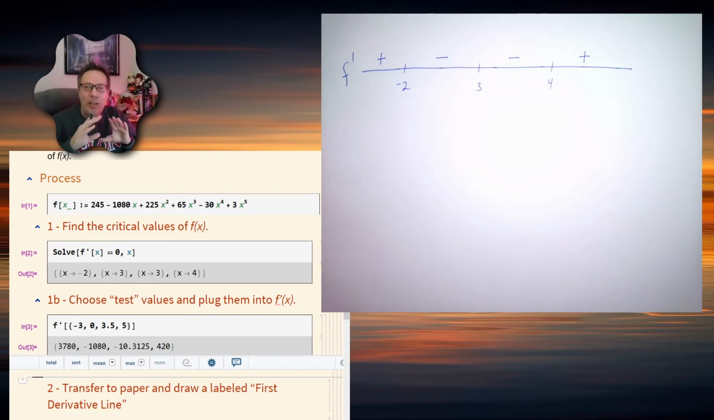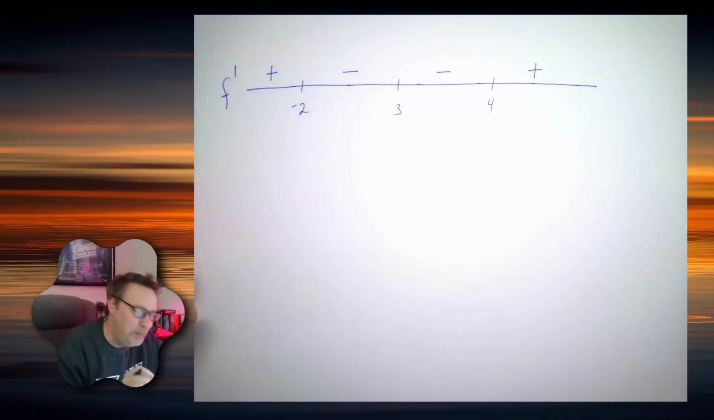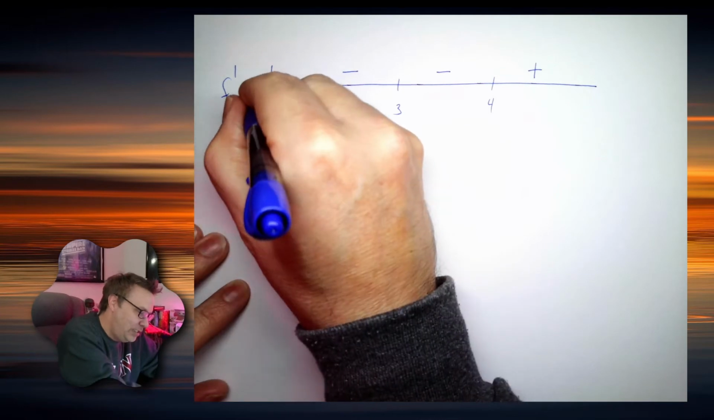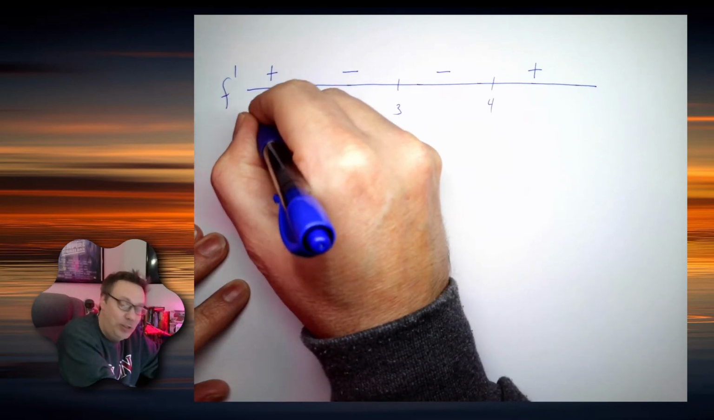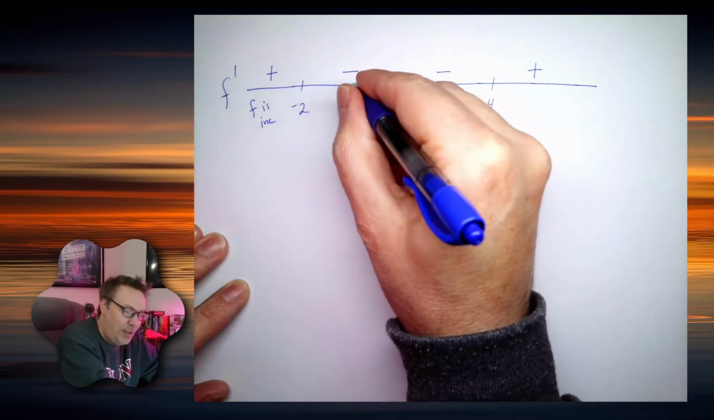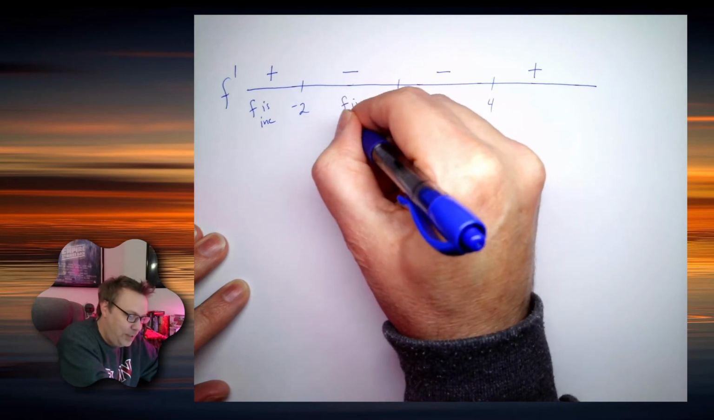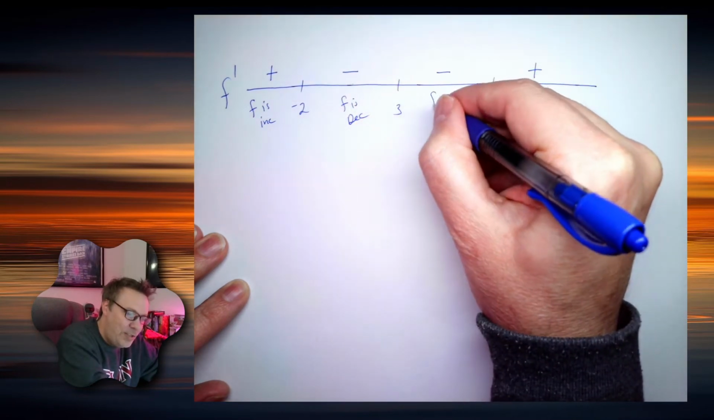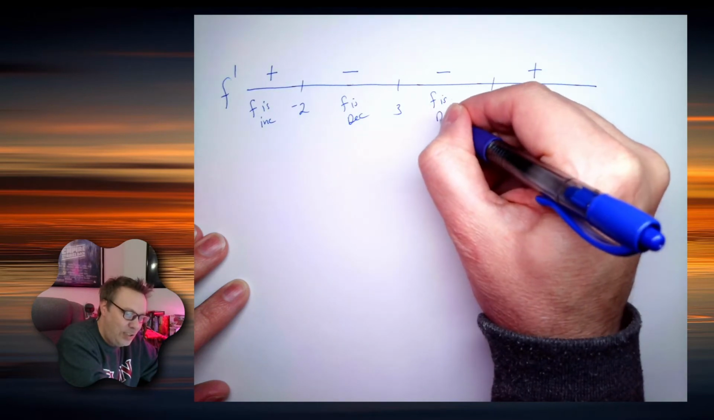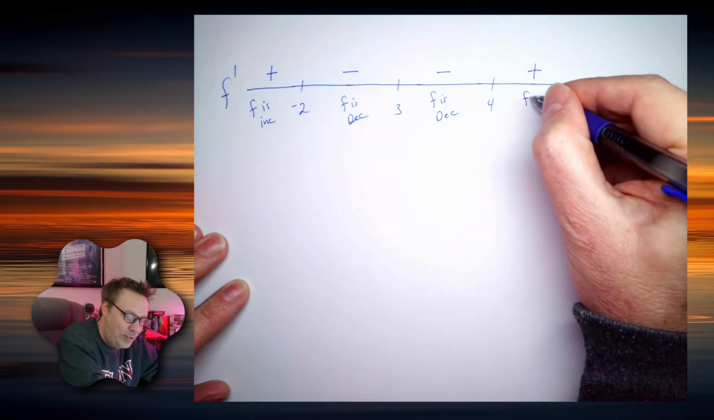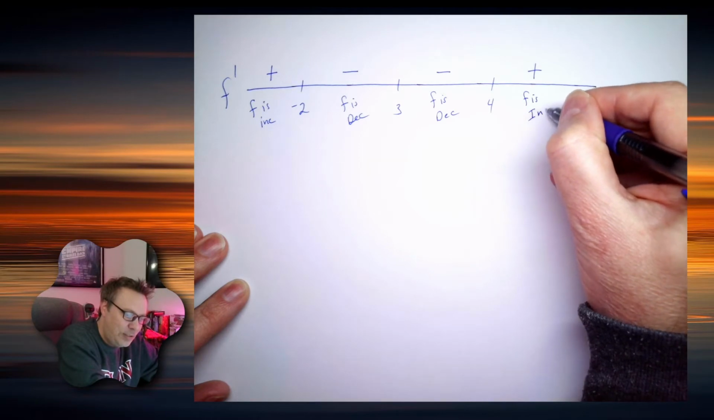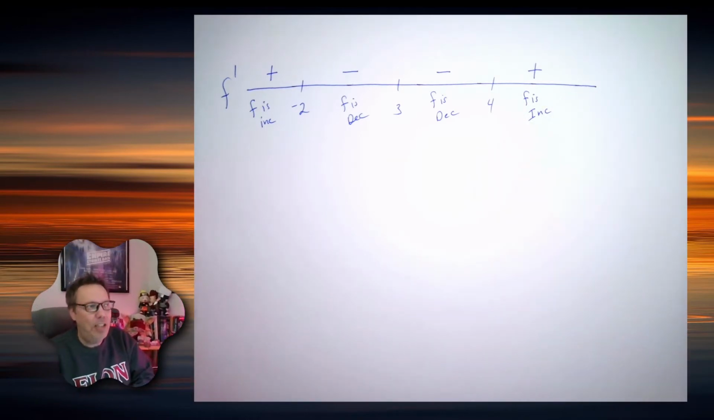Now, step number 2 was to transfer my information onto the piece of paper, and I want to label it. Well, this is partially labeled right now. It's not fully labeled. The plus sign, f is increasing. The minus sign, f is decreasing. This only takes a few seconds for each interval. So please write that all down.